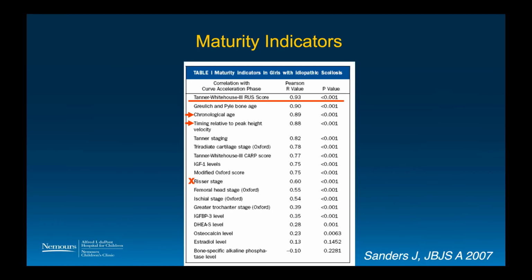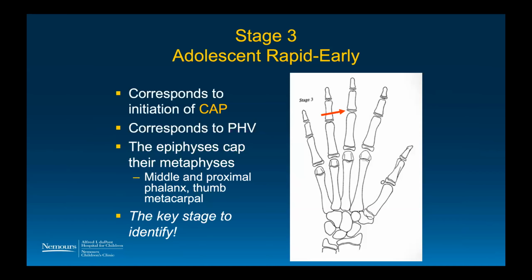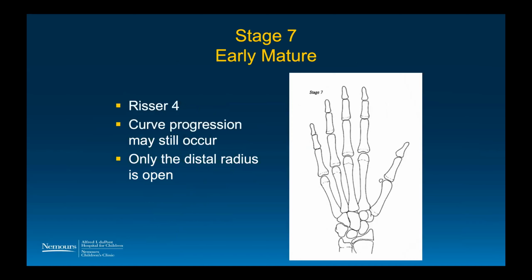Chronologic age and timing to peak height velocity aren't actually bad, but look how far down on the scale Risser stage actually is. This is the key stage to identify. When you look at a hand X-ray and the epiphysis is wider than the metaphysis and it actually caps over like a beret, that's the curve acceleration phase, that's the patient's peak height velocity, and that's when the curve is going to progress. Another important stage is 7, when all of the epiphyses are closed and the patient's spine growth is essentially done. This is when we typically brace, and this is when they're sort of out of the woods as long as their curve isn't over 40 degrees.